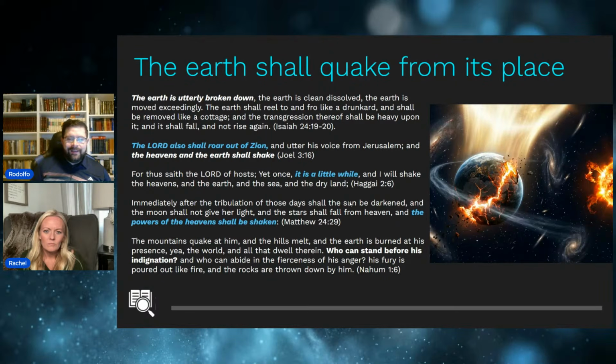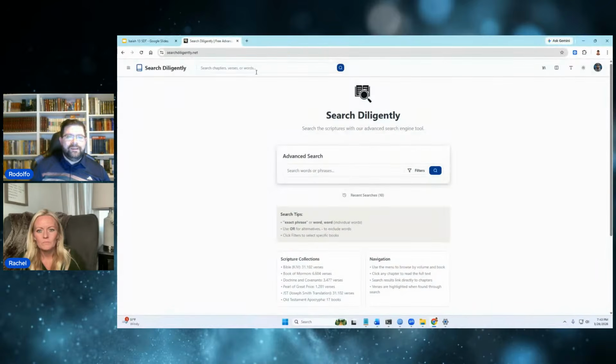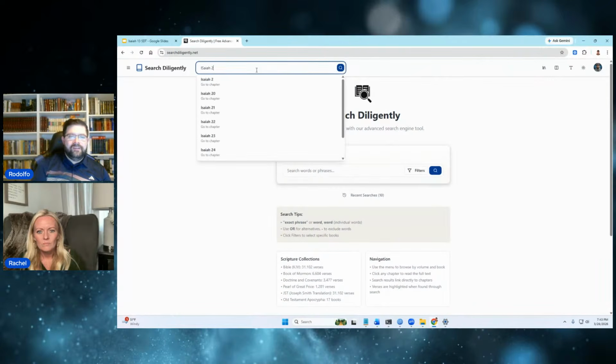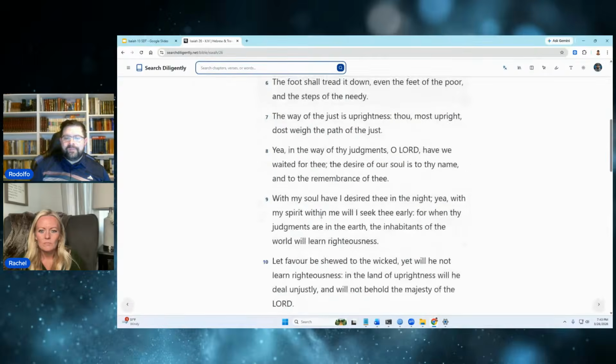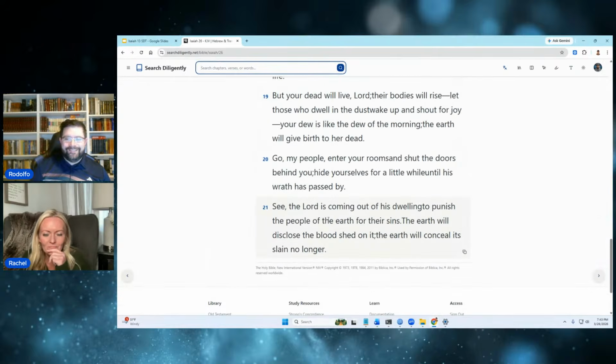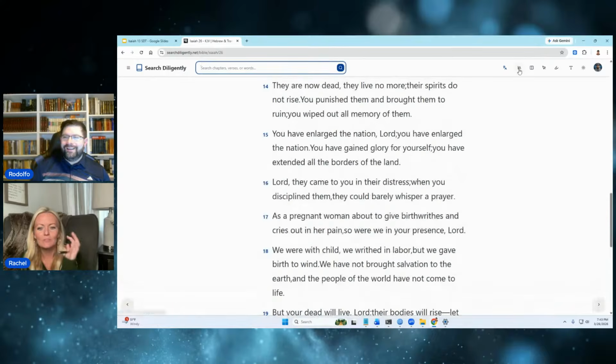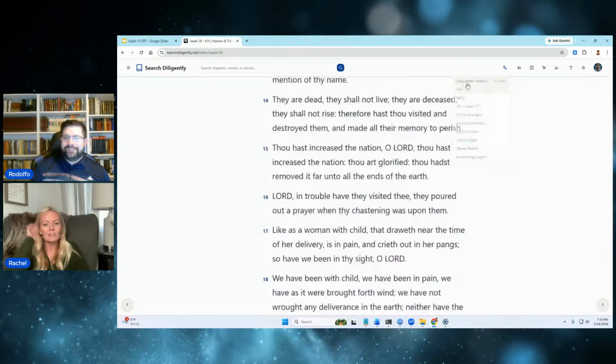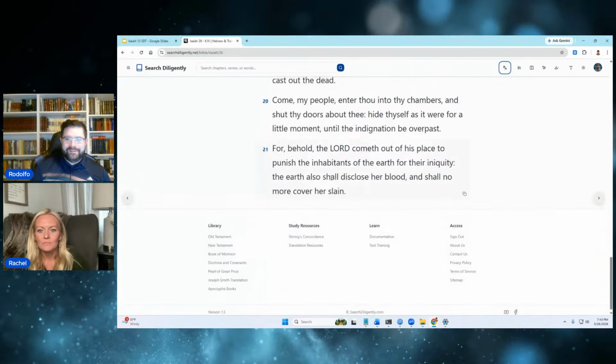This is Haggai 2:6: For thus saith the Lord of hosts, yet once, it is a little while, and I will shake the heavens and the earth and the sea and the dry land. There is a parallel here. Let's look at it very quickly with Isaiah 26 to give you some hope. We have to keep bouncing back to the hope in this. Let me use the King James.